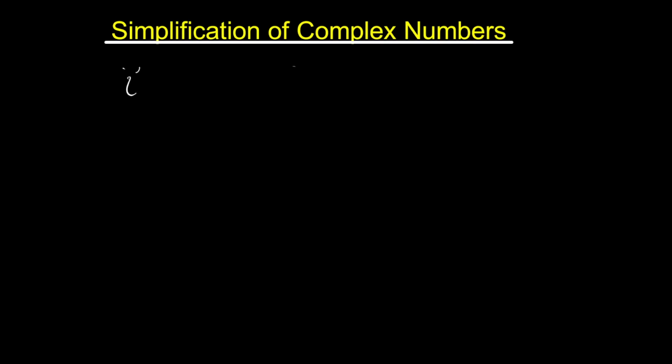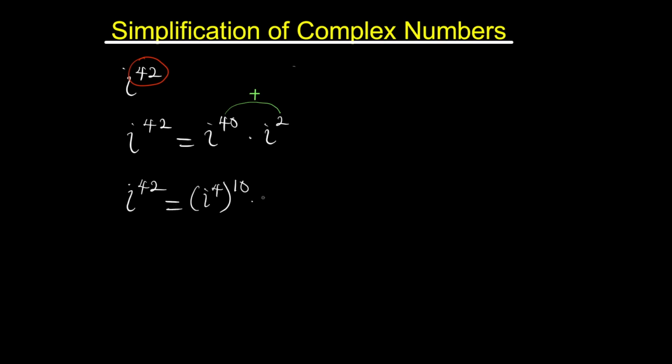Let's try i to the power of 42. Now, to simplify this, we have to understand that the highest multiple of 4 just under 42 is 40. Why? Because 40 is divisible by 4. Hence, we are going to have that i to the power of 42 will be equal to i to the power of 40 times i to the power of 2. You have to note that 40 plus 2 is the same thing as 42, hence the expression. Proceeding further, i to the power of 40 is the same thing as i to the power of 4 times i squared.